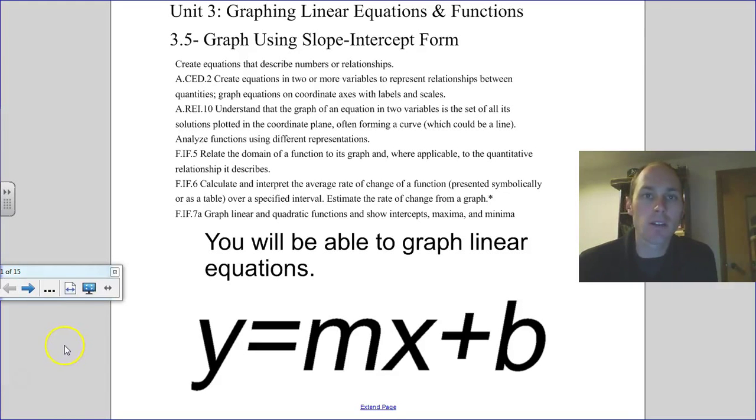Okay, let's finish up our unit on graphing linear equations. We've talked about how to graph using a table. We've talked about direct variation. We've also talked about how to graph by finding the intercepts. And then we just got done talking about how to find slope.